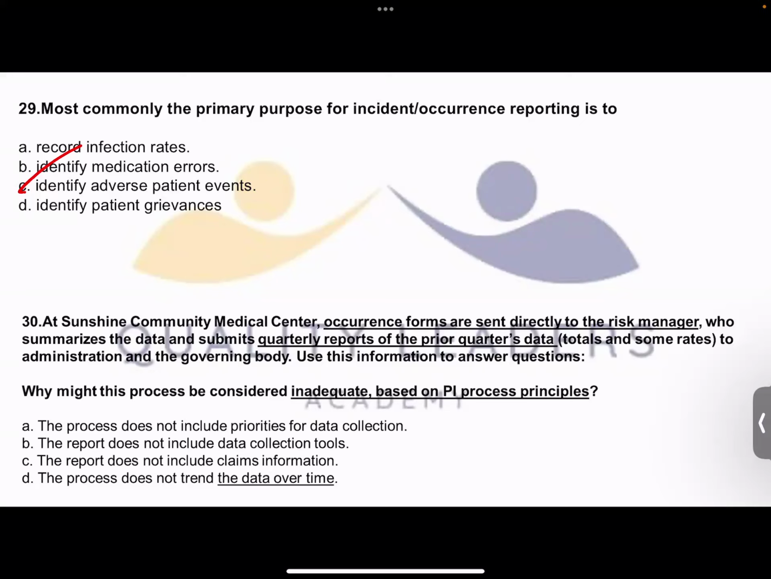Why not letter A? The description does not suggest that data collection priorities are missing. Occurrence reporting inherently focuses on events of concern. Letter B is incorrect also, because data collection tools like the occurrence forms are being used in this process, so this is not a limitation. For letter C, the claims information is typically used for financial and legal purposes, not directly tied to the performance improvement process. So letter D is the correct answer.